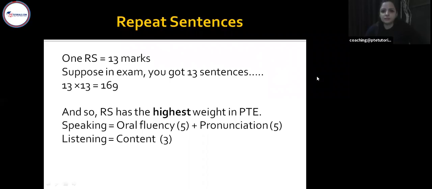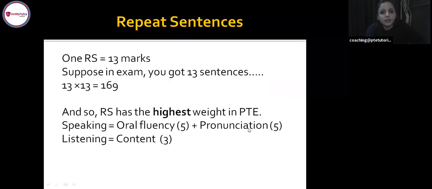In repeat sentences, 1 repeat sentence has a maximum of 13 marks. Suppose in the exam you got 13 sentences, the total score will be 169. And this is a really very big amount of score. The second thing you must be thinking is that if we get 169 marks from repeat sentences, our speaking paper and all other modules are of maximum 90 marks.